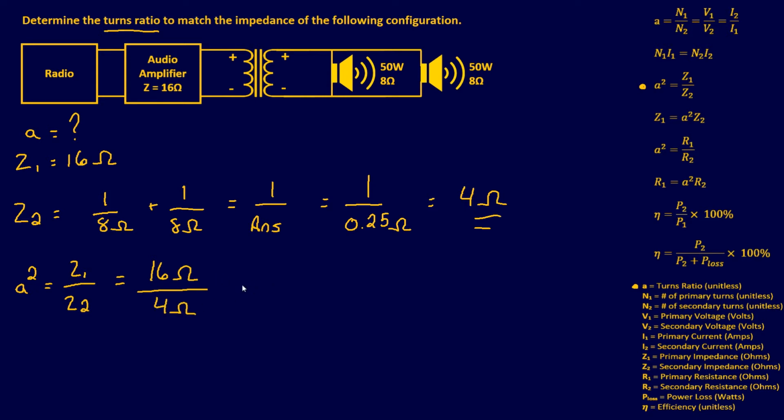And I don't think we need a calculator for this one. 16 over 4 equals 4. All right. Now, the one thing that people usually stop on and forget to finish up is the square. We need to get rid of the square. So A squared, in this case, equals 4. So we square root both sides, and that's going to give us an answer of A equals 2. So for this problem, we have a turns ratio of 2 to 1. So you have 2 times as many turns to 1 to have a matching impedance for both sides.